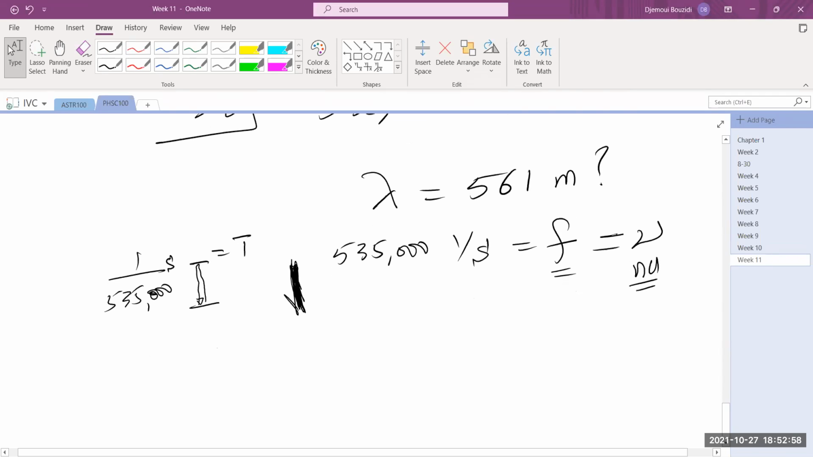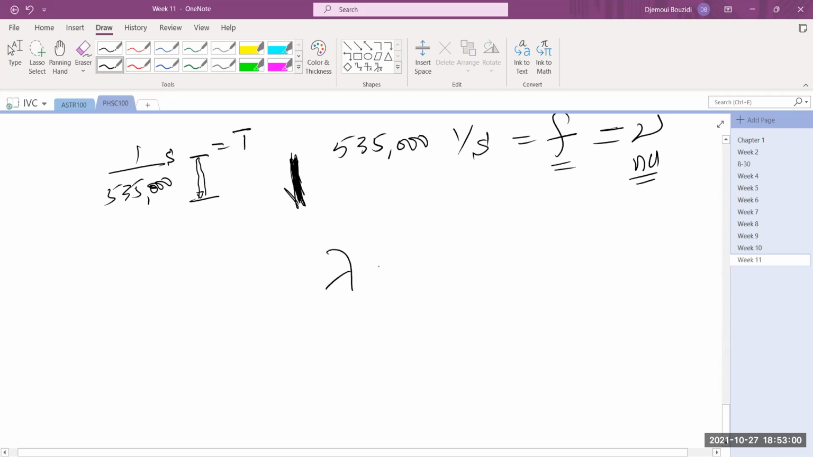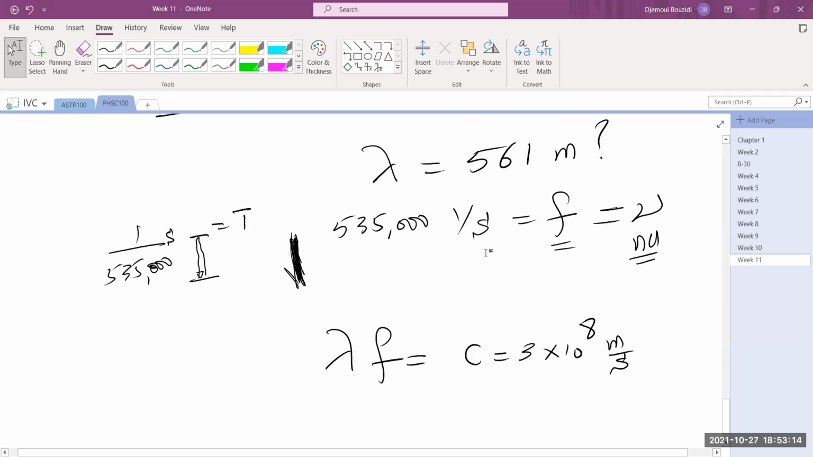Remember the dispersion law that I mentioned? Lambda times f is equal to the speed of light, and the speed of light is 3 × 10⁸ meters per second. This is a good number to know. The frequency is not usually said in 1/second, but they call it hertz. Hertz is exactly 1/second. So the frequency is 535,000 hertz. If they tell you it goes this many times in 1 second, they mean the frequency.